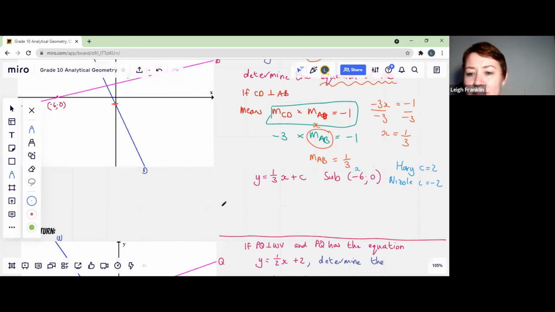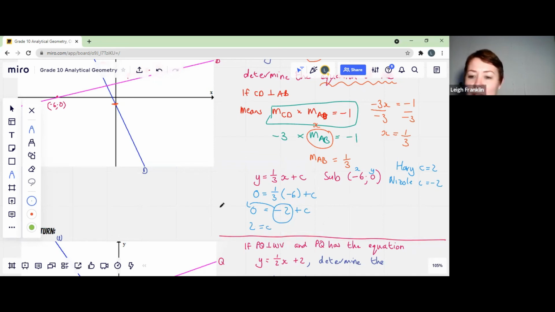This is my x. This is my y. So y is 0, and x is equal to -6. So that means that 0 is equal to 1 over 3 times -6, which is going to leave me with -2. And maybe that's where you got the -2 from, Nizole. It is indeed. So that -2 has got to go over to the other side and become 2.